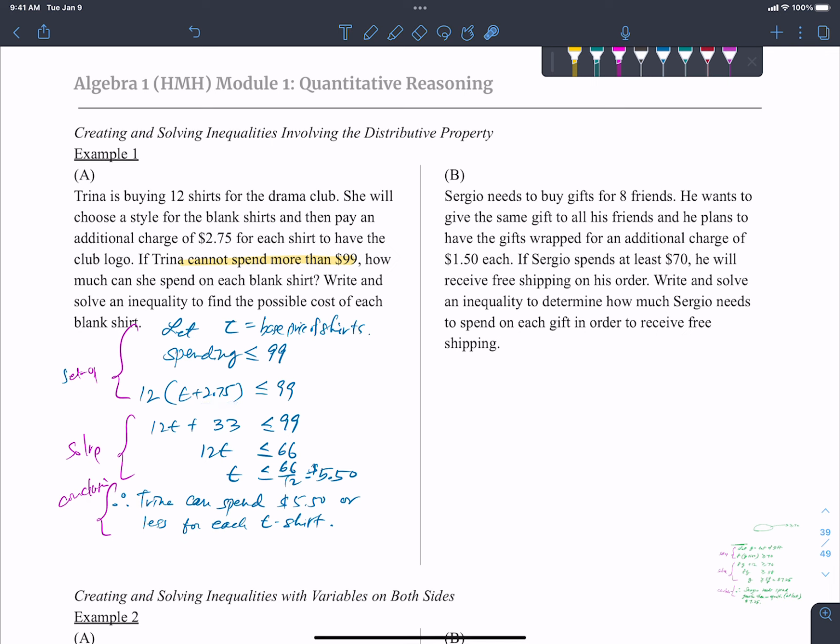That's the setup, guys. Once you have that setup, all you have to do is distribute the values like this, which will yield 12T plus 33 is less than or equal to 99. Subtract 33. You end up with 12T is less than or equal to 66. Now you divide by 12, and that will yield $5.50. So what that means is that Trina has to find a t-shirt that's $5.50 or less in the store so that she stays within the budget.